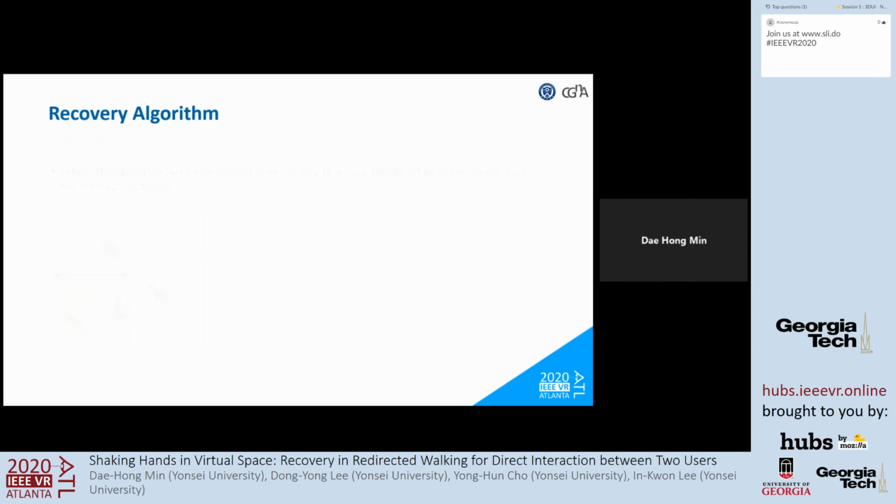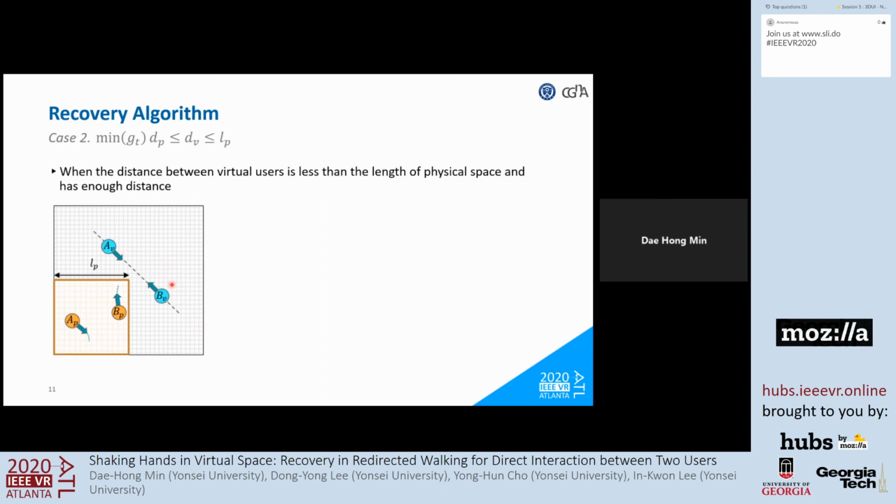The second case is that the distance between two users in the virtual space is smaller than the length of the physical space, but there is enough distance. Having enough distance means that virtual distance is bigger than the physical distance that is multiplied by a minimum of translation gain. It will be explained in more detail in the next case. In this case, the user's path is distorted in the direction of satisfying the required state.